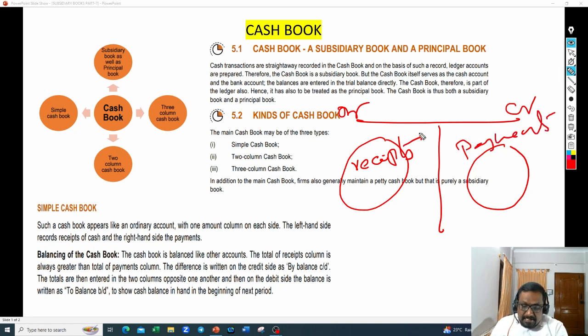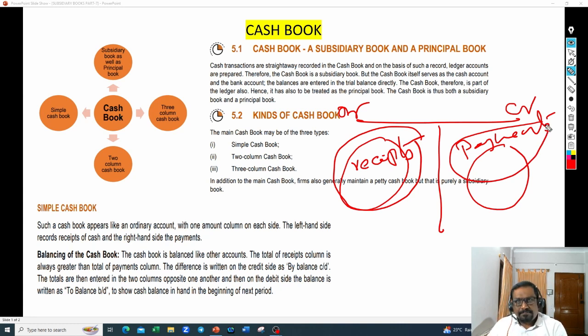All cash related receipts will be debited. All cash payments will be recorded on the credit side. Is it a blind thing you need to remember? Not required. When I receive the cash, cash is a real account, and for a real account, debit what comes in is applicable. So I have to debit the cash account. Obviously, when cash is received, it will be debited.